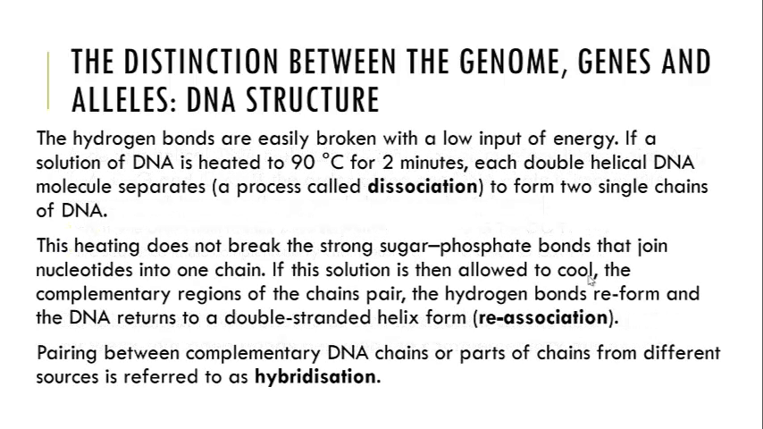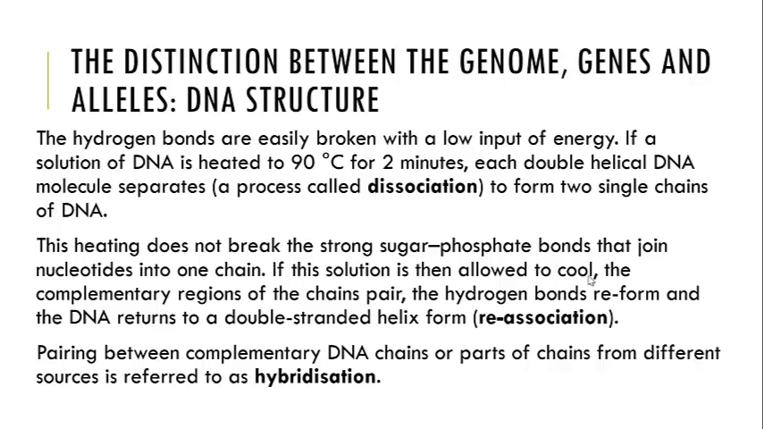What this means is we can actually heat up and dissociate and then reassociate a DNA sequence. So the hydrogen bonds are easily broken with a low input of energy because they're quite weak. So if a solution of DNA is heated to only 90 degrees for 2 minutes, each double helical DNA molecule separates in a process called dissociation. They don't associate with each other anymore. And these form 2 single chains of DNA. This heating doesn't break the strong sugar phosphate bonds that join the nucleotides into one chain, so that's that phosphodiester bond down the backbone, and it doesn't break the phosphate from the sugar from the base. It just breaks the two bases apart.